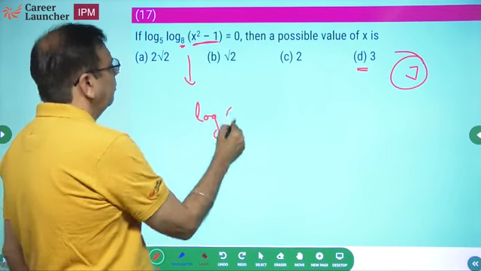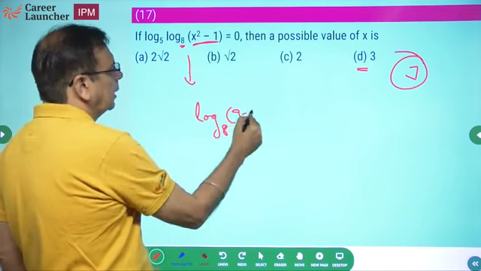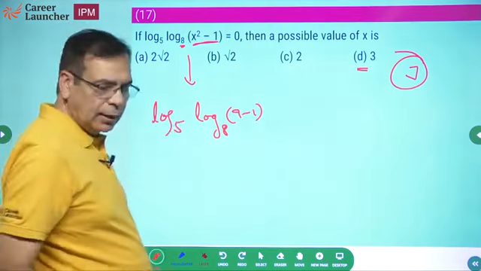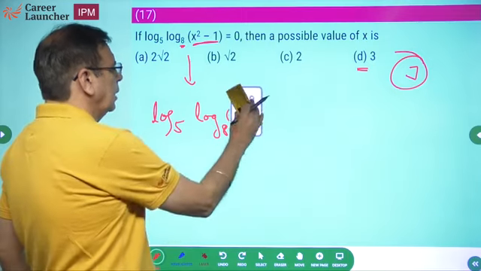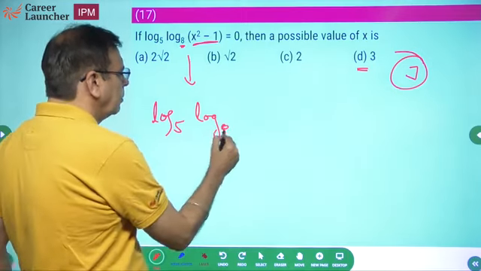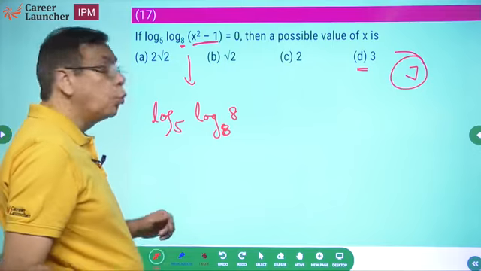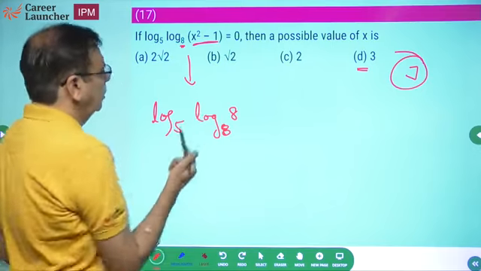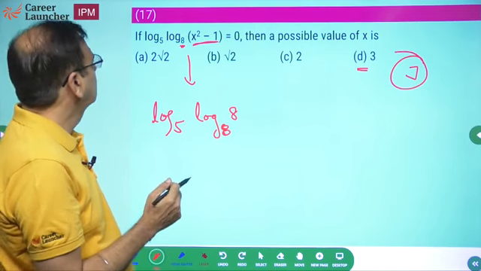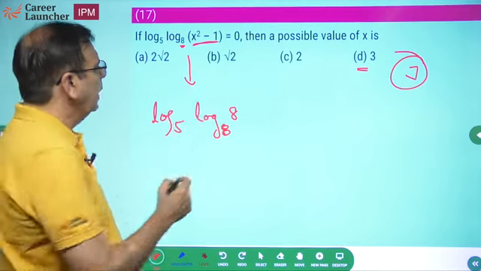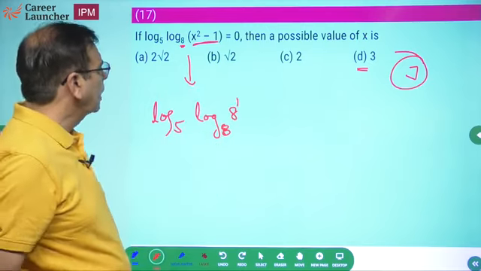Log of base 8 of 3 square is 9 minus 1. हो गया ना? But 9 minus 1 is 8. So what does it become? 8. Log of 8 base 8 will be 1. Okay. So log of x squared minus 1 is 8, so 8 to power 1. Okay. So this becomes equal to 1.